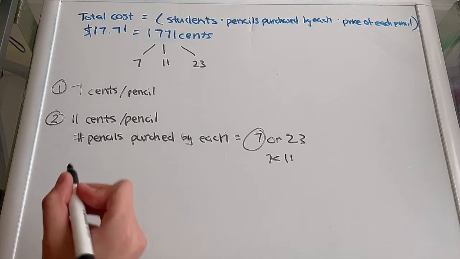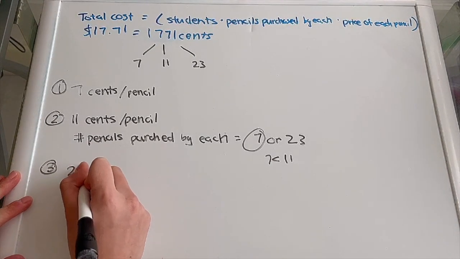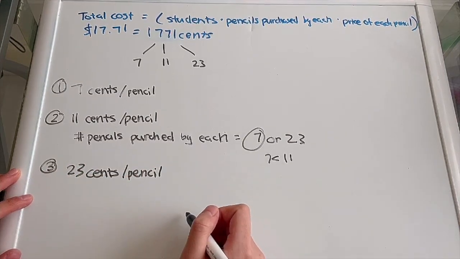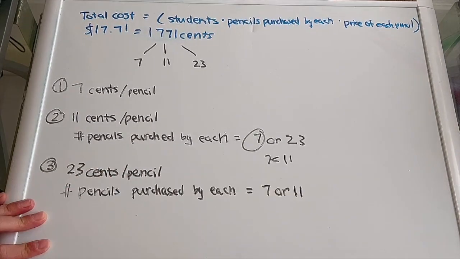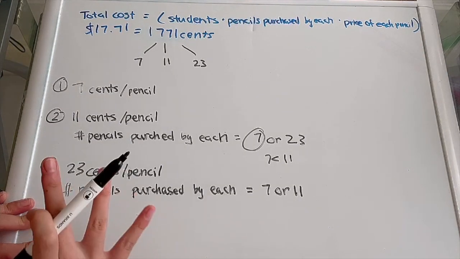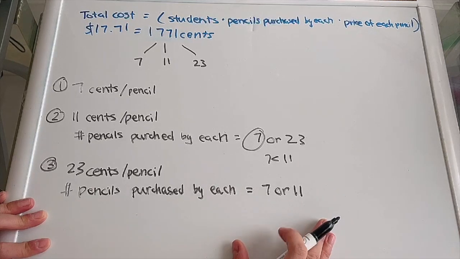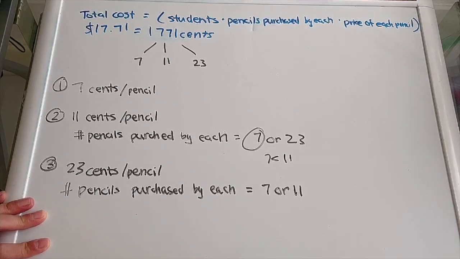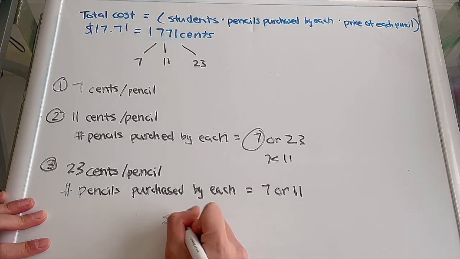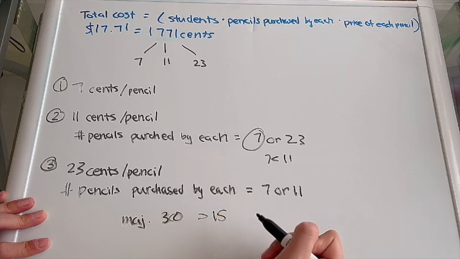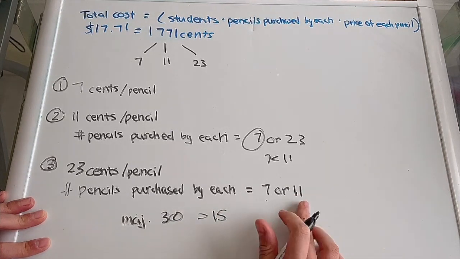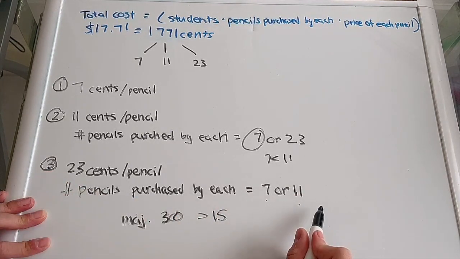Continuing to the third case, if it was 23 cents per pencil, then the number of pencils purchased by each is equal to 7 or 11. And we see that this matches up with the criterion, the cost has to be greater than the number of pencils. So these 2 would both work if it was only for this. But remember the keyword in the question, a majority. So a majority of the 30 students is greater than 15. And we see that 7 and 11 are both less than 15. So this case can be crossed out.